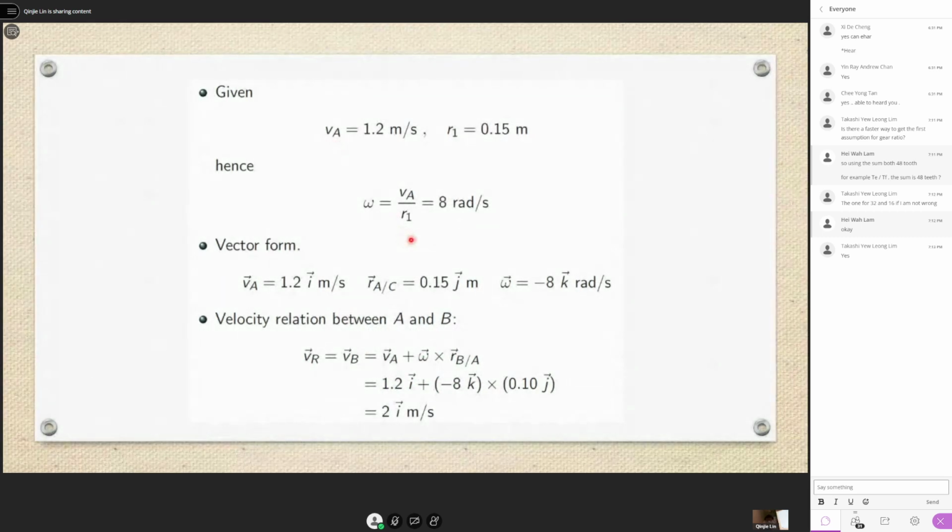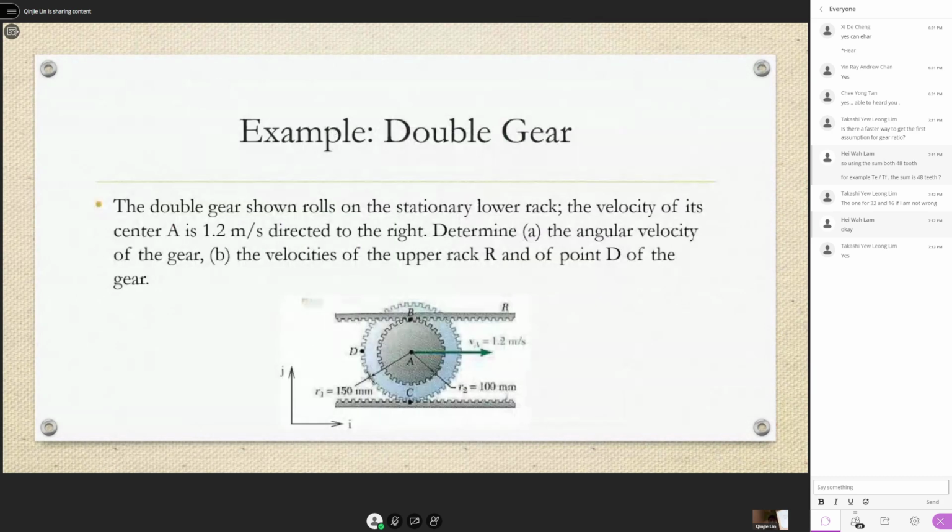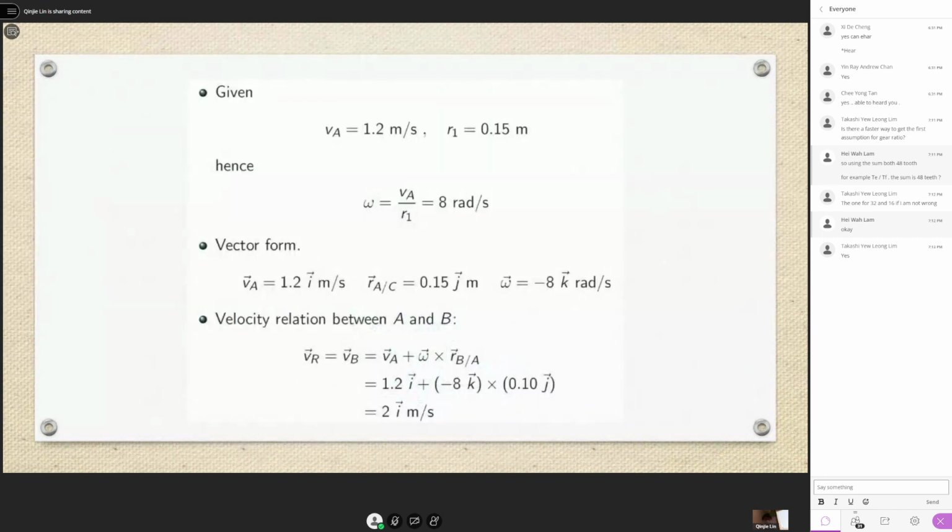Okay, let's look at what you are given first. Basically VA, that means velocity of point A, 1.2 meters per second. R1, 0.15. Down here, the dimensions are given to you. So from here to the outer one is 0.15 meter. Okay, the outer radius, which is our R1. So to find the angular velocity, we just have to use our V equals to R omega.